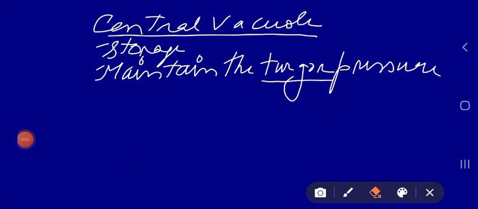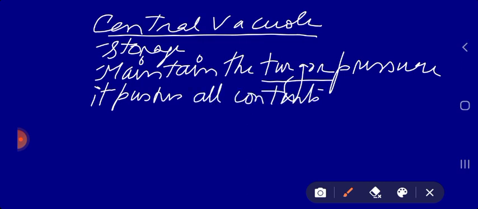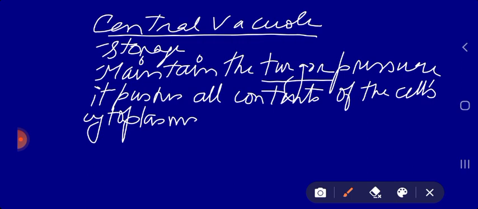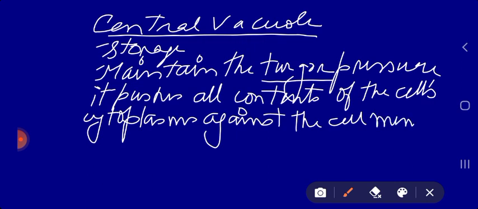So another function of the central vacuole is it pushes all the contents of the cell cytoplasm against the cellular membrane, against the cell membrane, and thus it keeps the chloroplast closer to the light.